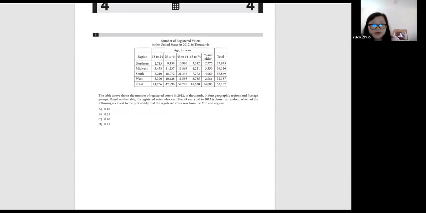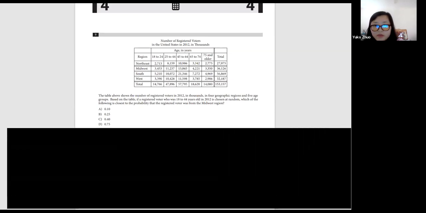The table above shows the number of registered voters in 2012 in thousands in 4 geographic regions and 5 age groups. Based on the table, if a registered voter who was 18 to 44 years old in 2012 is chosen at random, which of the following is closest to the probability that the registered voter was from the Midwest region?